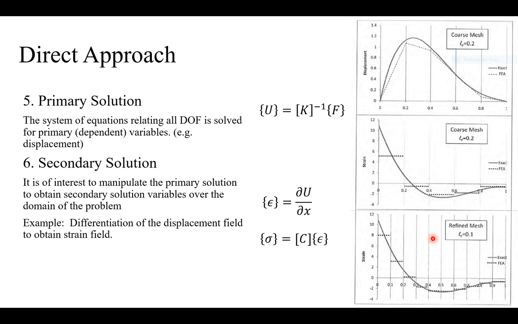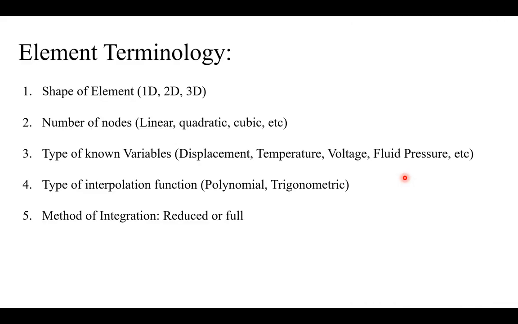If you increase the number of elements here, you get a better answer. Instead of having five elements, if you have 10 elements, so LE, the element length, would be 0.1 or 10%. You see that in these areas, you get a much better result. Here, at the very beginning, still, we don't have an accurate solution. And then the stresses would be similar. You just need to multiply the strains by the constant value of the elasticity tensor. That's why the primary solution is more accurate than the secondary solution. You need more elements to satisfy the secondary solution. So that's one thing that you need to pay attention to in your analysis.